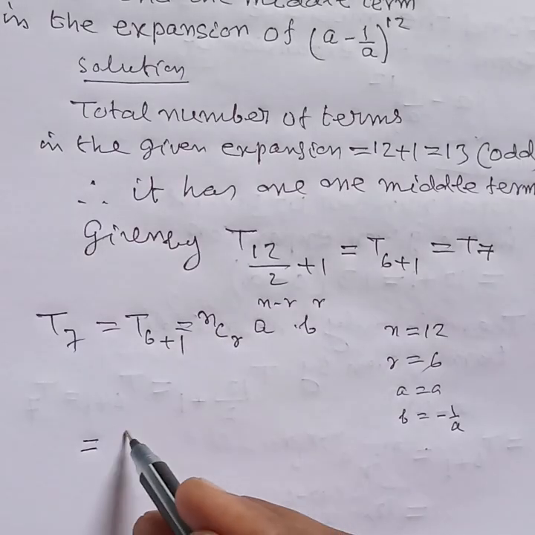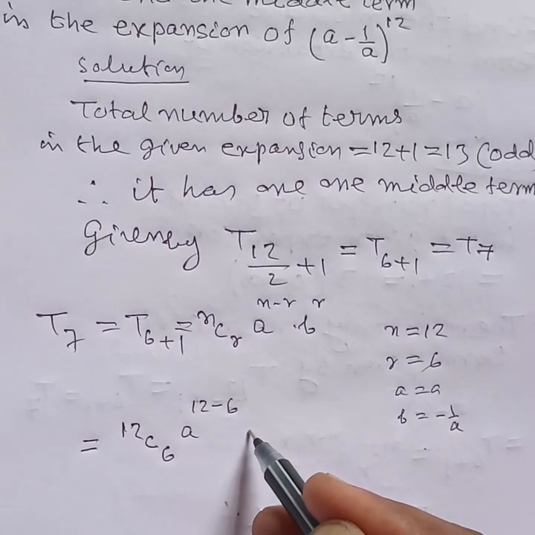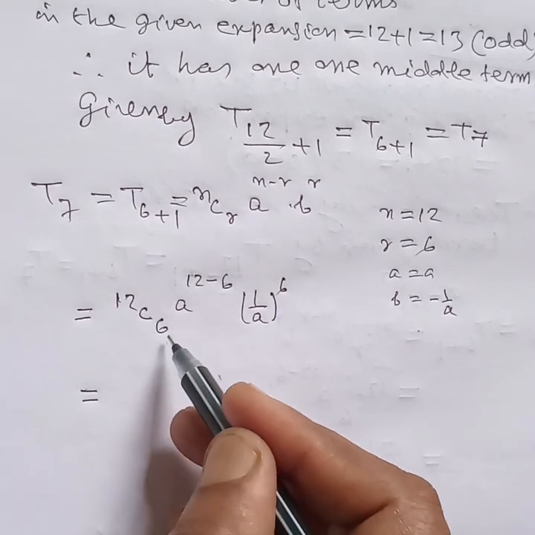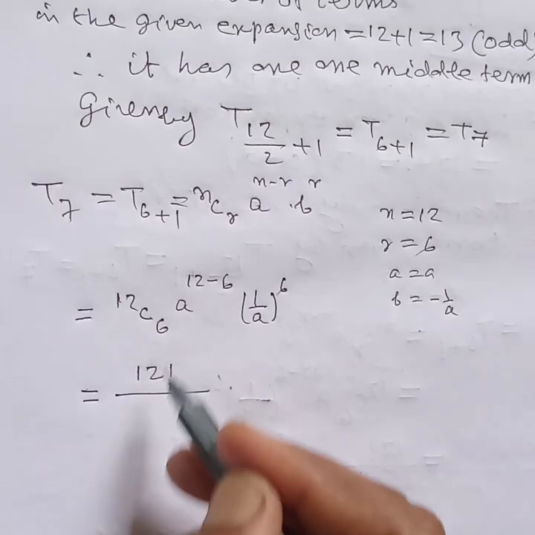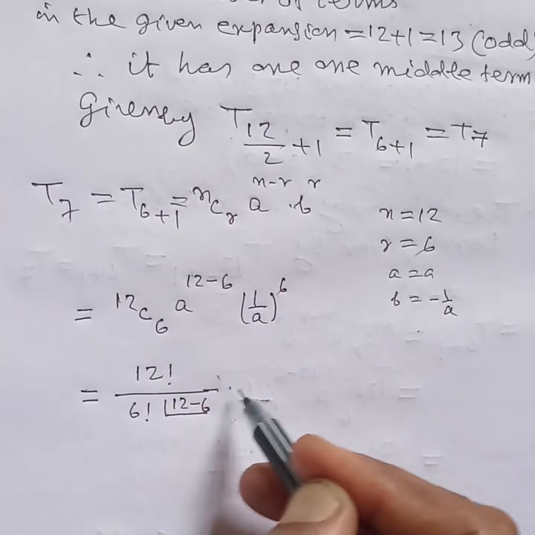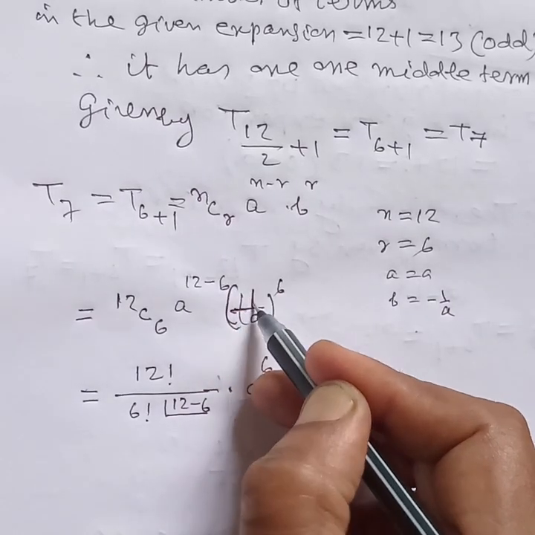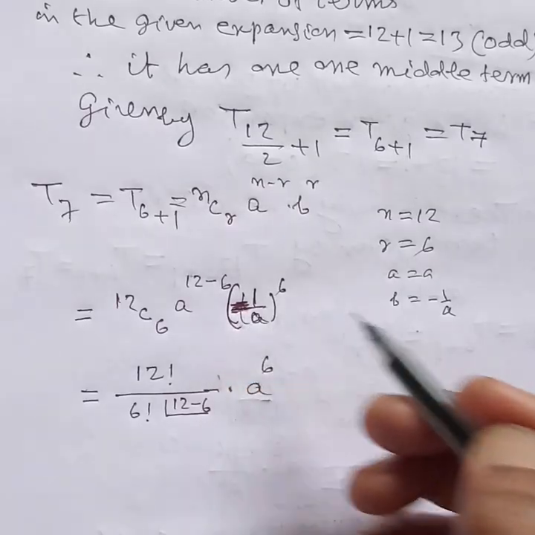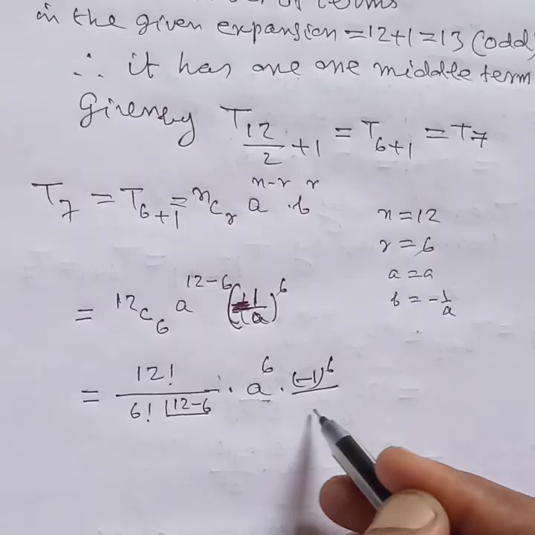Therefore, this is equal to 12C6 a to the power 12 minus 6 into (minus 1 by a) to the power 6. 12C6 is factorial 12 divided by factorial 6 into factorial 12 minus 6, into a to the power 12 minus 6, into (minus 1 by a) to the power 6 divided by a to the power 6.